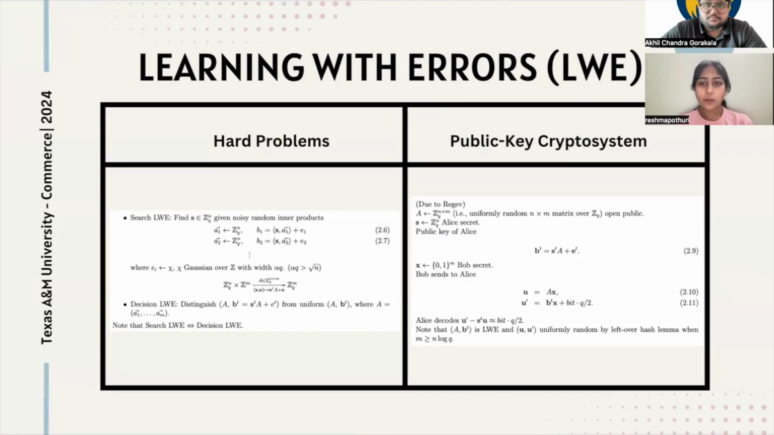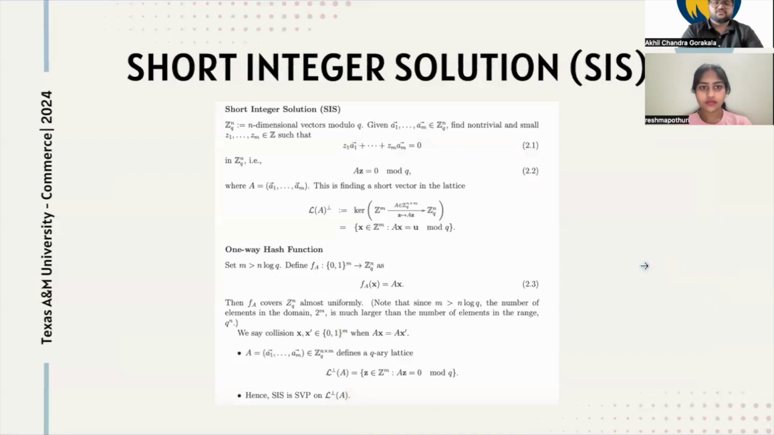Coming to hardness, both search LWE and decision LWE are believed to be computationally hard problems, even for quantum computers. Public key crypto systems: Regev's public key crypto system is based on the hardness of decision LWE mainly. The public key is A, the secret key is S, and the encryption and decryption involve matrix operations and noise addition. In essence, LWE problems involve finding patterns in noisy data, which is a challenging task for both classical and quantum computers.